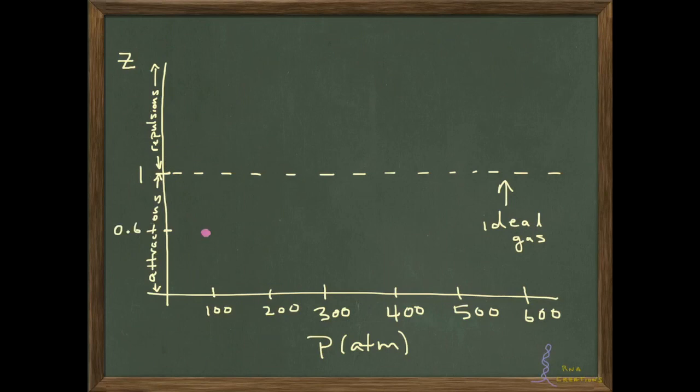We can then plot our point from the preceding example. When the pressure was 100 atmospheres, the value of Z was equal to 0.6. If we were to do a lot of those experiments and place those points on these axes, we would end up with a curve like this, and we can see that at moderately high values of P, Z is dominated by attractions, and at very high values of P, Z is dominated by repulsions.